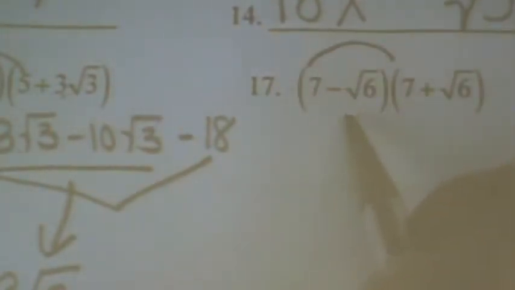The next one is the difference of 2 perfect squares. All you have to do is multiply the first 2, you get 49, and then always a minus sign, because it's negative times a positive, and root 6 times root 6 is 6, and then just subtract, you get 43.